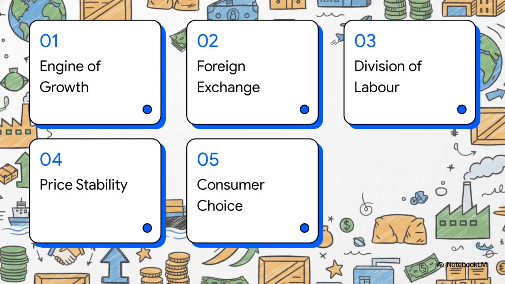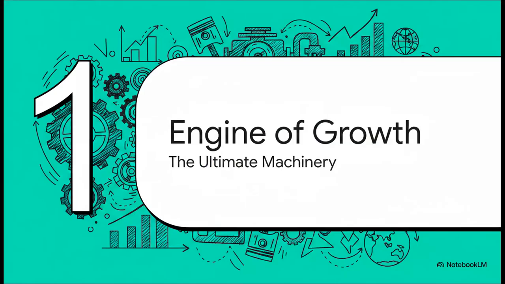Here is our roadmap for this masterclass. We'll be covering the engine of growth, foreign exchange and investment, the global division of labor, allocation and price stability, and finally, reputation and consumer choice. Let's just dive right in. So, Section 1, the engine of growth.